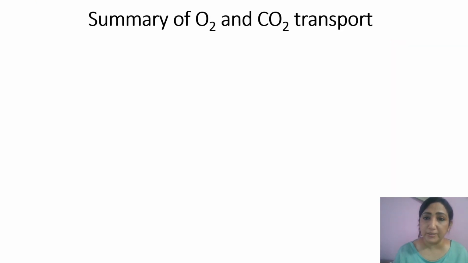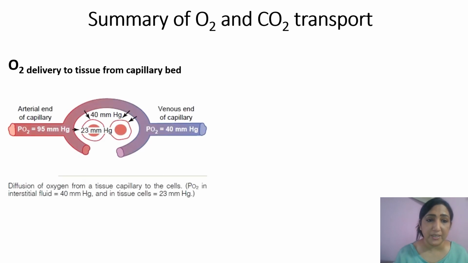Now we have to summarize the oxygen and carbon dioxide transport from the lung to the tissue, and from the tissue to the lung again. First, oxygen delivery to the tissue from the capillary bed. As we know, the partial pressure of oxygen at the arterial end of the capillary is 95 millimeter of Hg, whereas in the tissue fluid it is 40 millimeter of Hg, and inside the cell it is 23, because metabolic activity is going on, so it is very low.